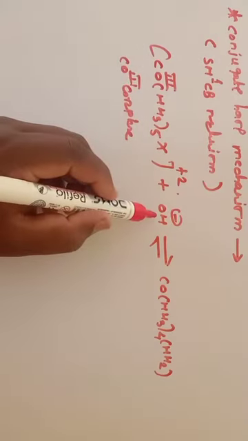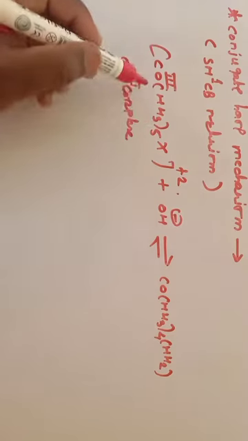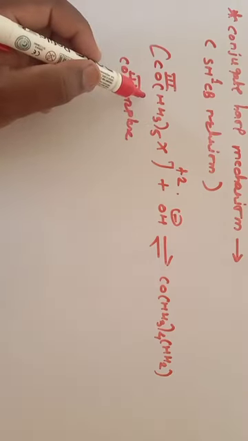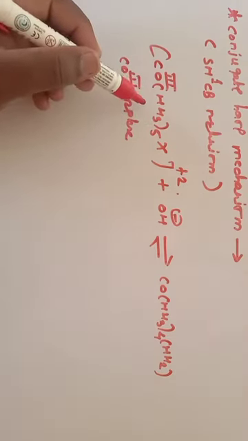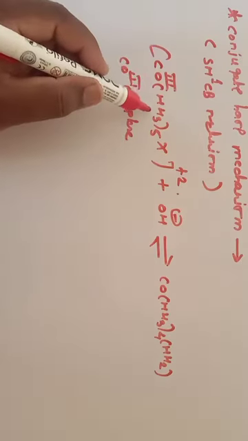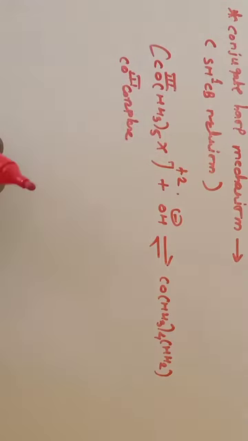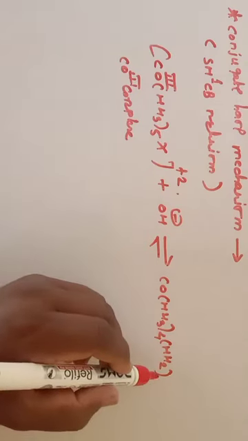So this base, when this hydroxyl ion acts as a base, then this metal complex acts as an acid, so it is a proton donor. One of the ammonia ligands will donate its proton, and it will form its conjugate base, such as NH2 minus.